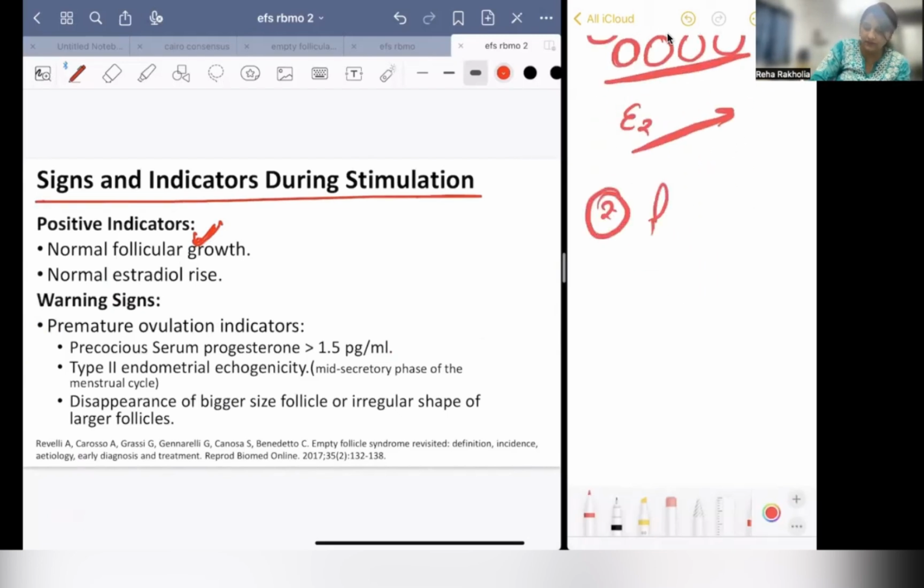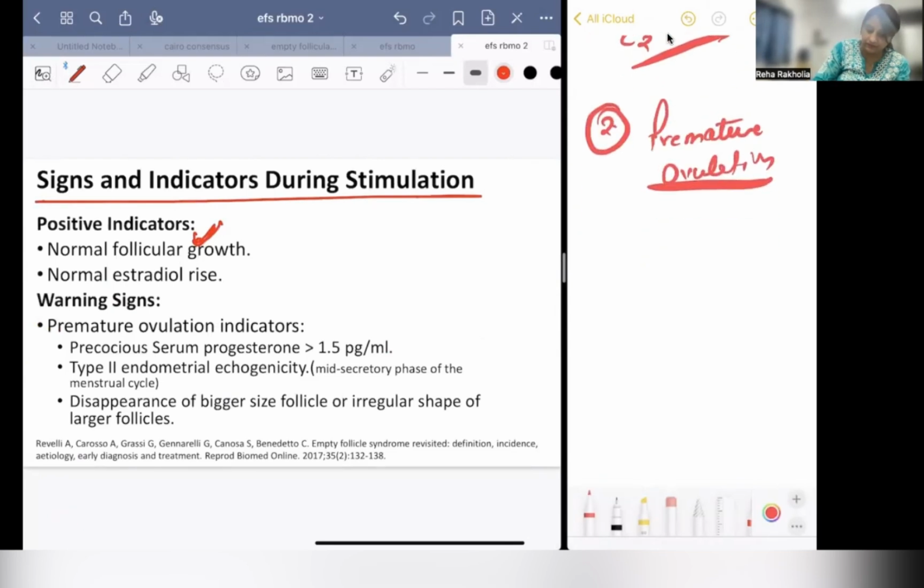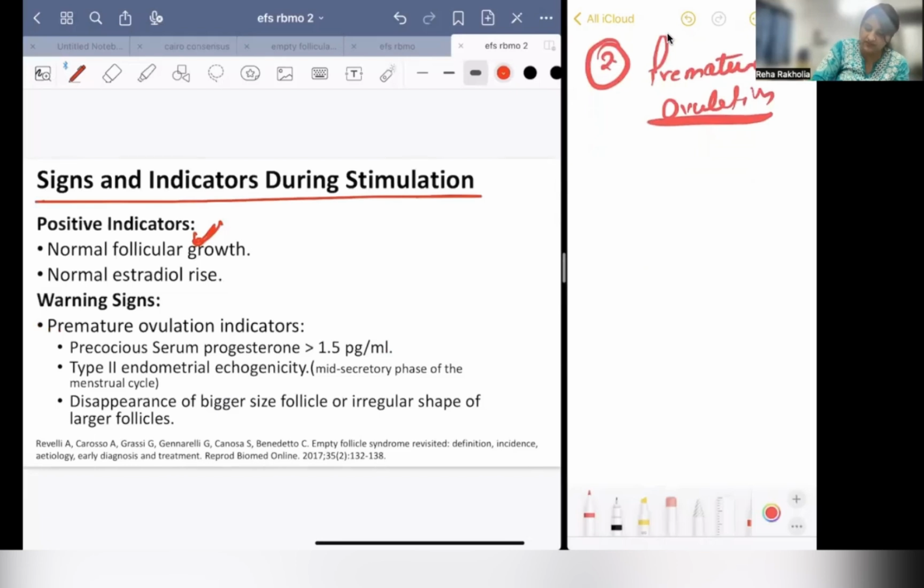Warning indicators for premature ovulation. What are the warning indicators for premature ovulation? First is precocious serum progesterone, meaning before the trigger only. If serum progesterone is 1.5 per ml, then there are chances that there will be premature ovulation.